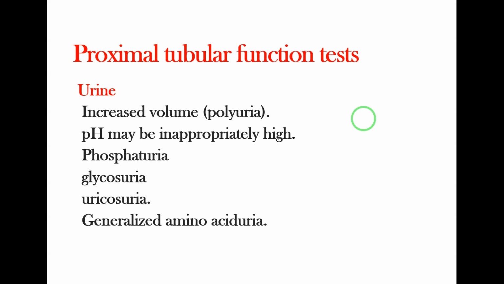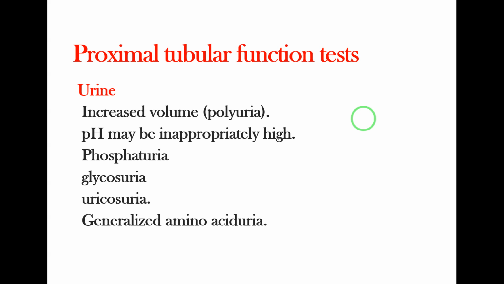And because the tubule cannot secrete the hydrogen, and because the tubule cannot reabsorb the phosphate, there will be an increase in the phosphate concentration in the urine. This is called phosphaturia. The tubule cannot reabsorb glucose, so there will be glucosuria, while in the circulation we have a low level of these analytes.